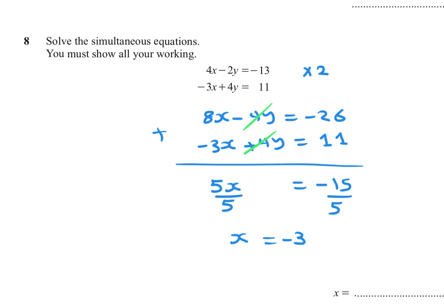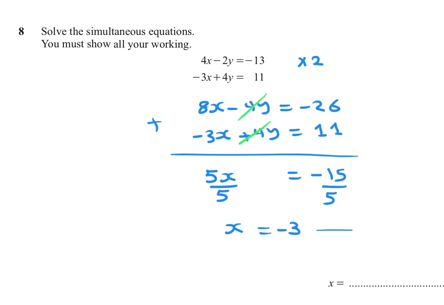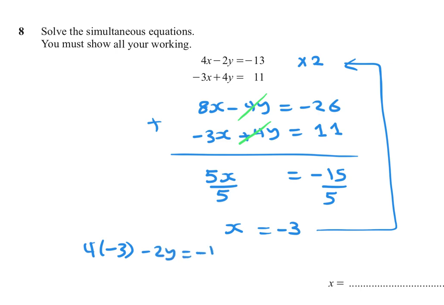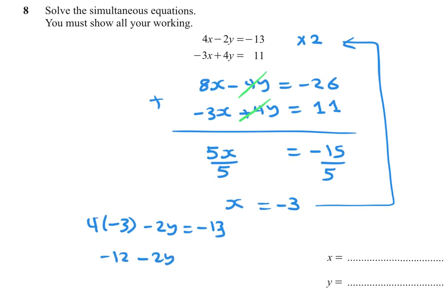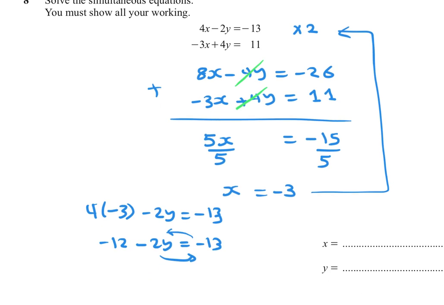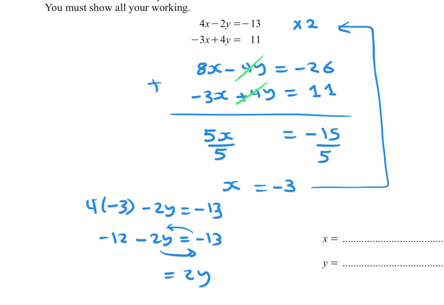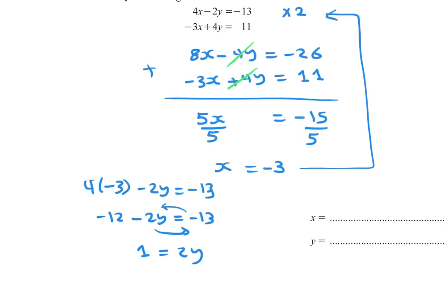Now we can substitute in equation. So if we substitute in the first equation, so 4 into negative 3 minus 2y equal negative 13. So negative 12 minus 2y equals negative 13. Now we can transpose 2y to the other side and 13 to the other side. So 2y equals 13 minus 12, which is 1. So y equals 1 over 2 or 0.5. So x equal negative 3, y equal 0.5.